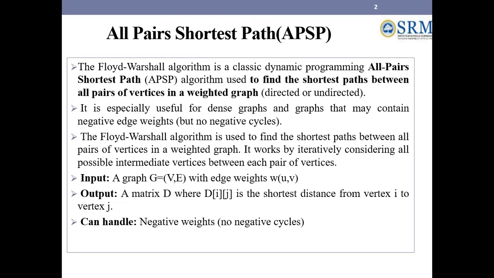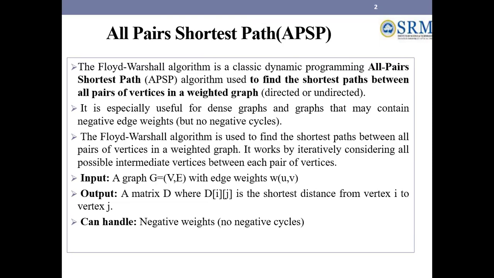All pairs shortest path algorithm is used to find the shortest path between all pairs of vertices in a weighted graph. Graph can be directed or undirected. What is a weighted graph? Edge cost is given. Graph is a combination of vertices and edges. Edge is a distance or cost between two vertices. Edge cost is given, that is called weight. The graph can be directed or undirected graph.